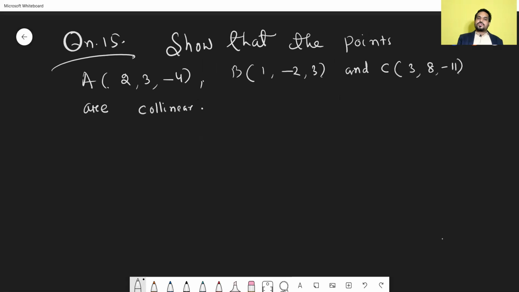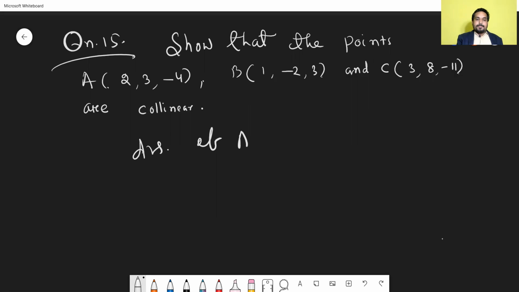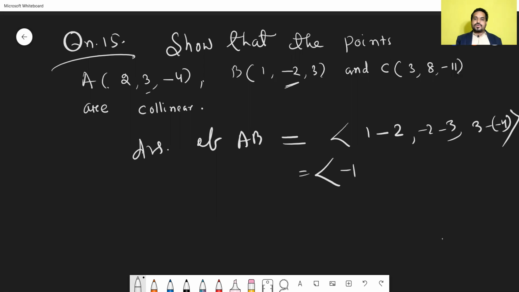In question number 15, it is also from 3D. Show that the points A, B, C are collinear. So for collinearity, find the direction ratios of AB. How to find it: x2 minus x1, comma y2 minus y1. So 1 minus 2, comma −2 minus 3, then 3 minus −4. So this is −1, −5, and 7.